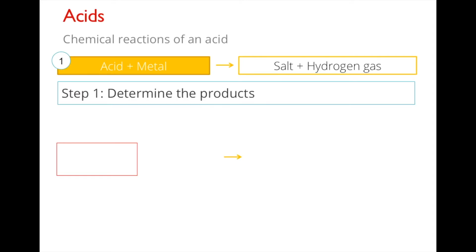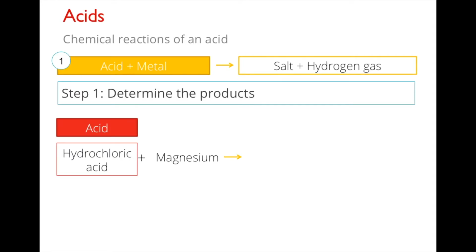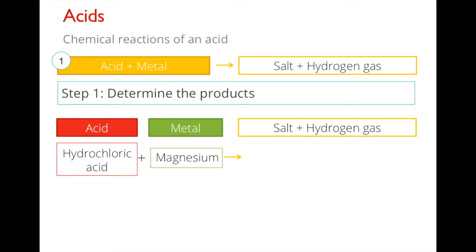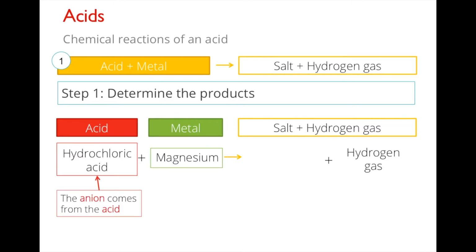how do we write an equation when given the reactants? Step 1, we need to determine the products. For instance, let's say hydrochloric acid and magnesium. How do I determine the product? I know that this is an acid metal reaction and I should get salt and hydrogen gas. So, hydrogen gas, I just write down first. How do I determine the salt?